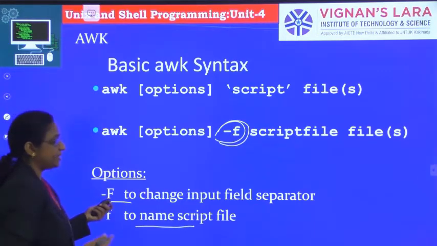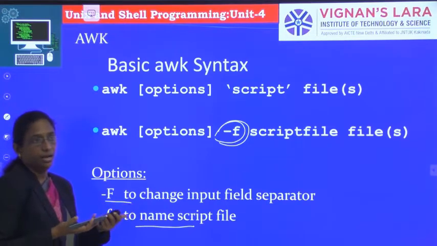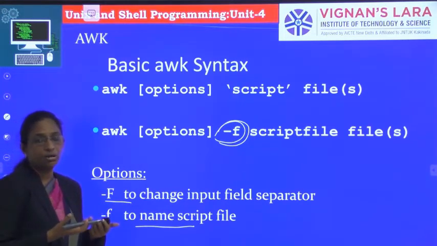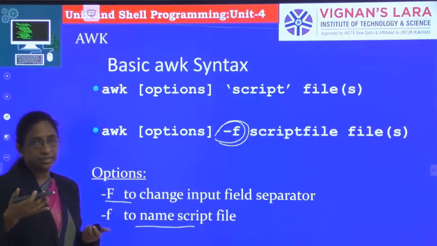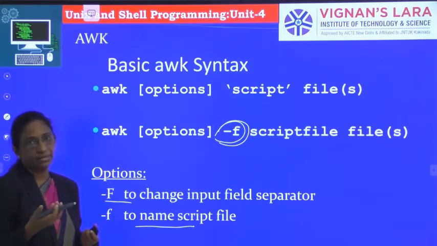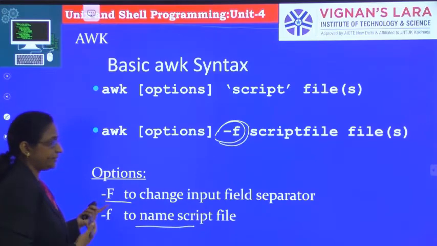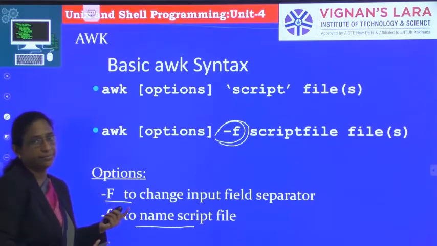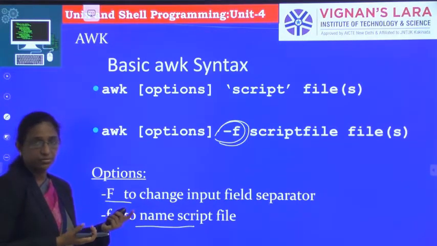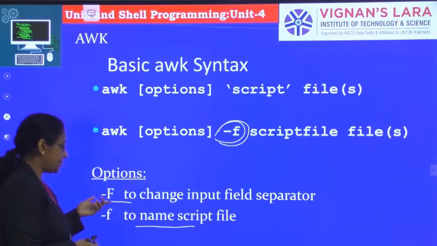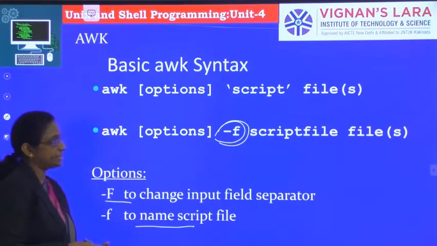So this F is like a separator. Since awk considers the lines as fields, to consider the fields you need some separator. So this -F specifies the field separator, whether the separator is a comma, a colon, or a space. That separator is specified by -F, and this small -f is to name the script file.